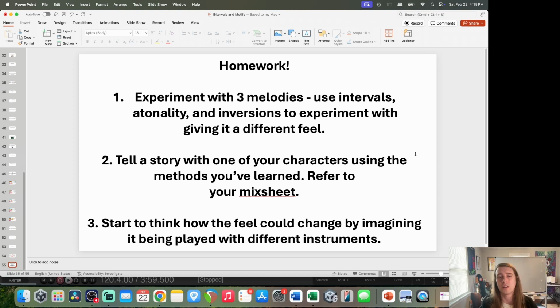Finally, I want you to start to think how the feel of that melody could change by imagining it being played with different instruments. So what would happen if I took this story and I played it with a flute versus a trumpet versus a trombone or some violins? I want you to start thinking now about how not just the pitch, but the texture and the color can change how it feels because all these elements tie together.